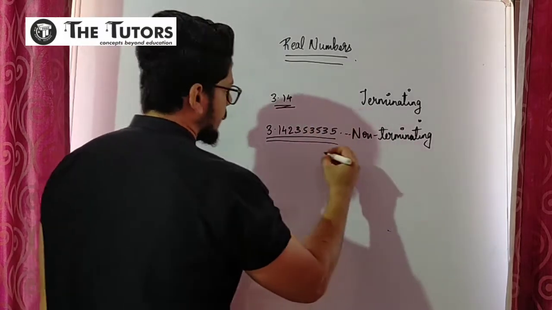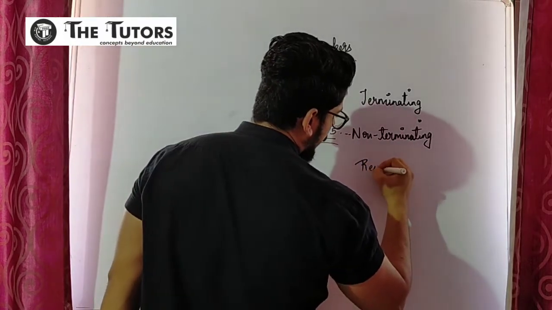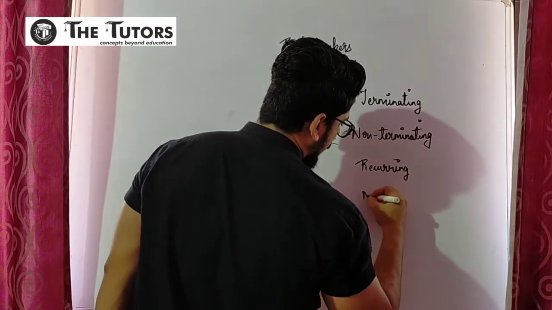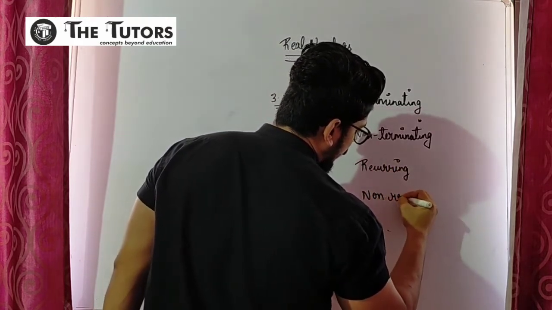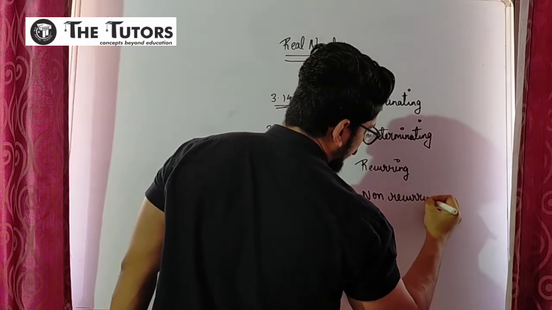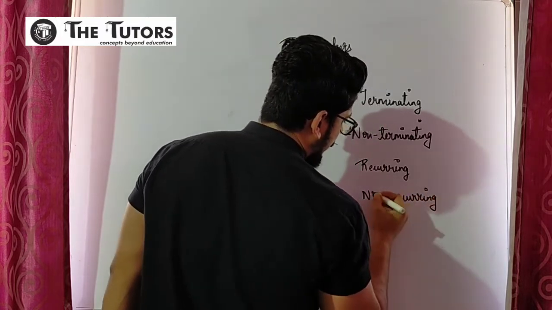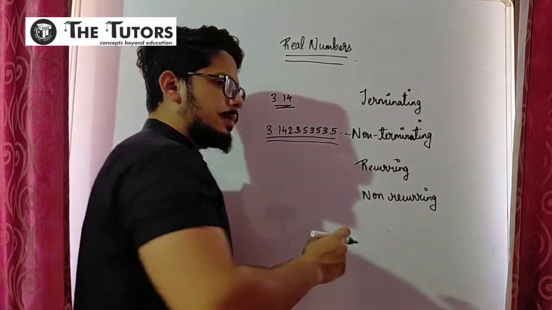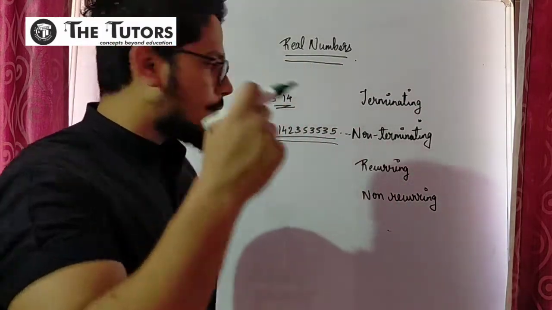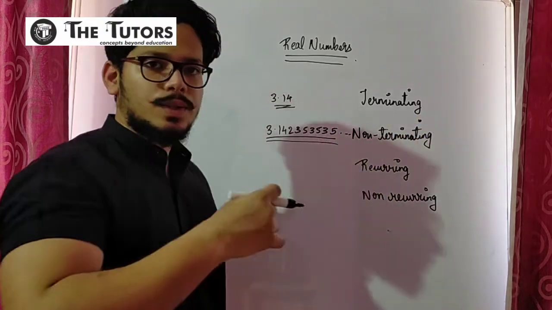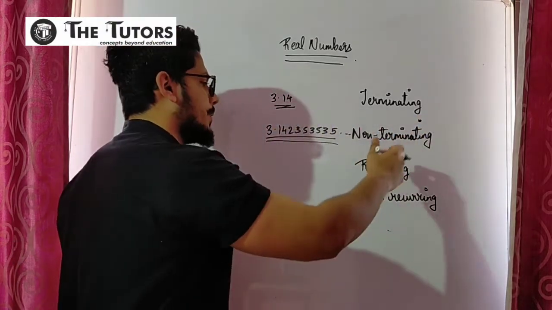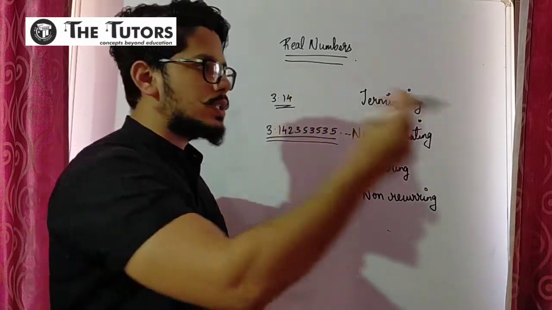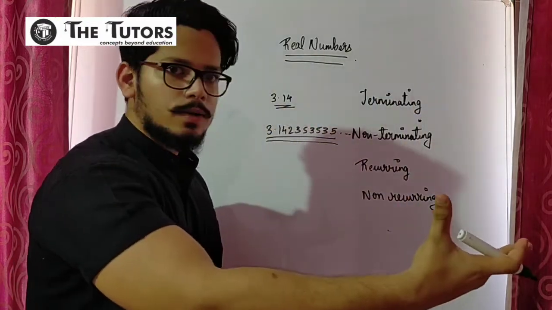Then there is recurring and non-recurring. Now, recurring and non-recurring basically apply when there are non-terminating numbers. What does it mean by recurring? Reoccurring. What does it mean by occur? To see something, to observe it.